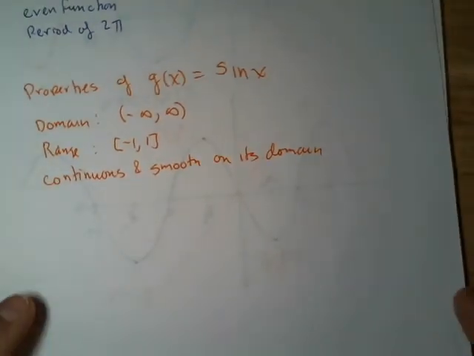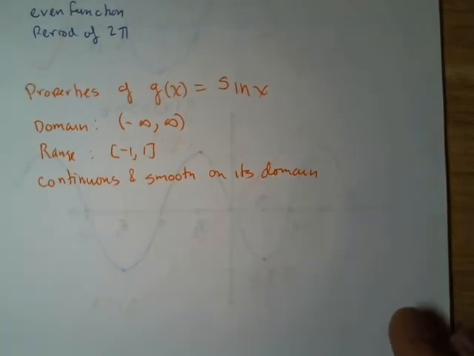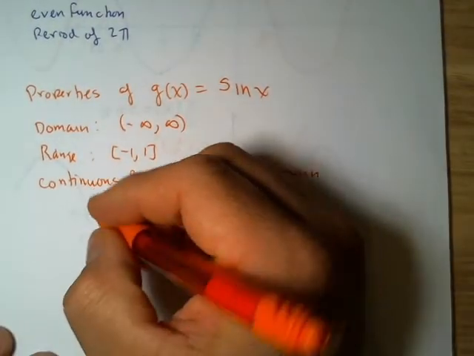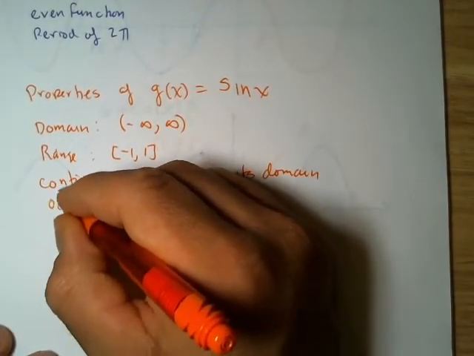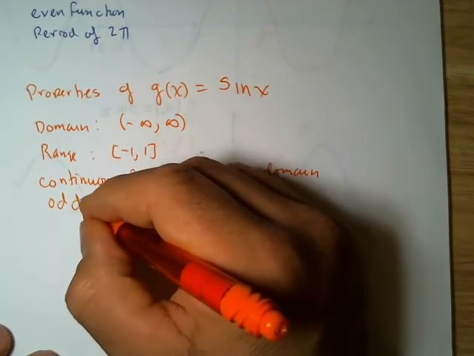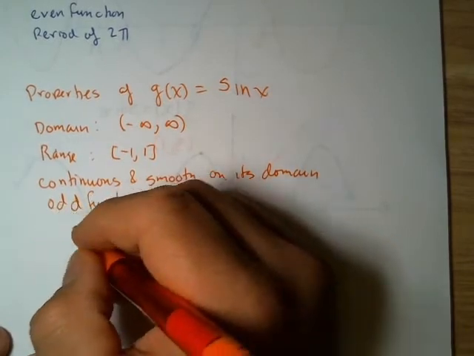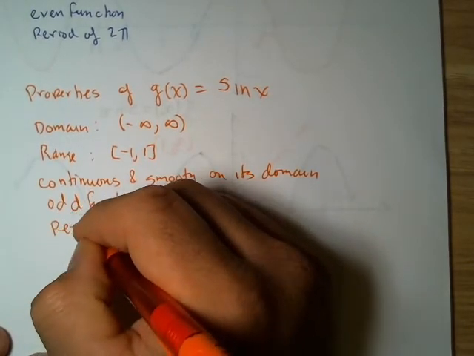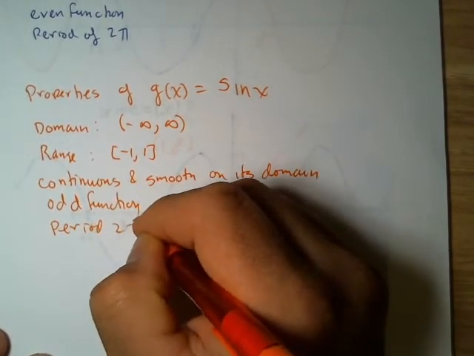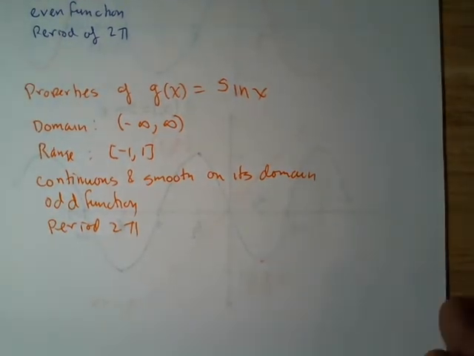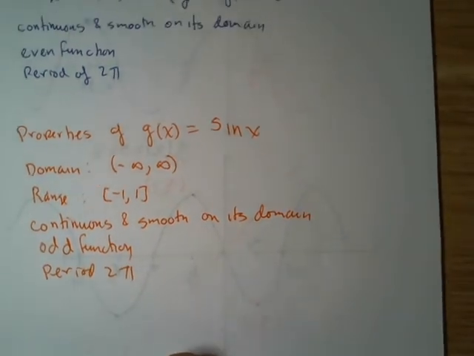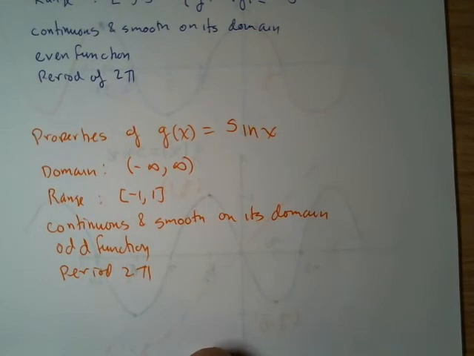So cosine is the only even function, or cosine and secant, since they're reciprocal. All the other trig functions are odd, including our sine function here. Odd function, and similar to cosine, this also has a period of 2 pi. And that goes over the basic graphs of the cosine and the sine.